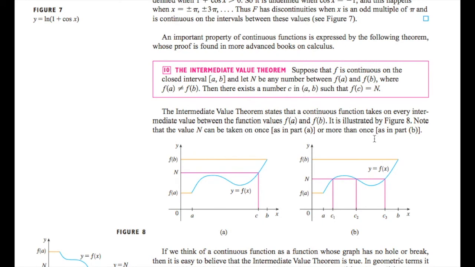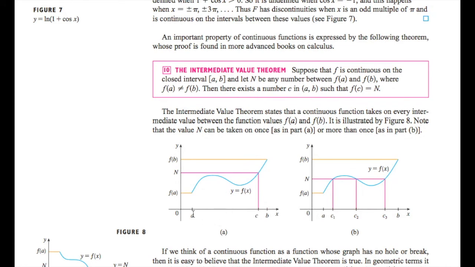Intermediate value theorem. Suppose that f is continuous on the closed interval a to b. So here to here it is continuous. Then let n be any number between f of a and f of b, right here, where they're not equal, okay. Then there exists a number c between a and b such that f of c equals n. And remember, n is any number between here. c is any number between a and b.